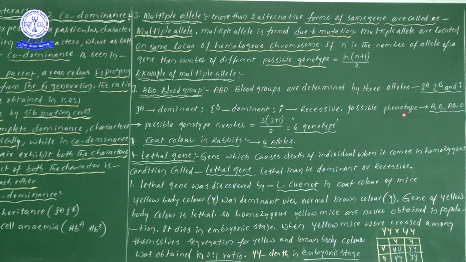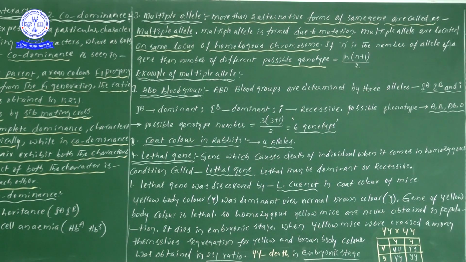Under phenotypic 4 we are observing, so the possible genotypes number. The formula for finding the possible number of genotypes is n into n plus 1 by 2, the one formula we discussed. Apply that formula here. Now look, how many alleles are there? 3 alleles are there.